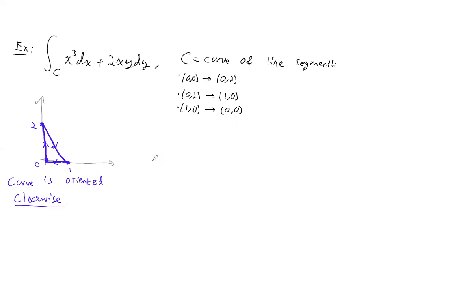Now, at this point, we have to choose how we're going to go about doing this. By the way, keep in mind that this is the same thing as the integral over C of F dot dr, where F(x,y) is x cubed i plus 2xy j. It's literally the exact same scenario, just written in a slightly different way. Now, with that in mind, how do you actually go about doing this?